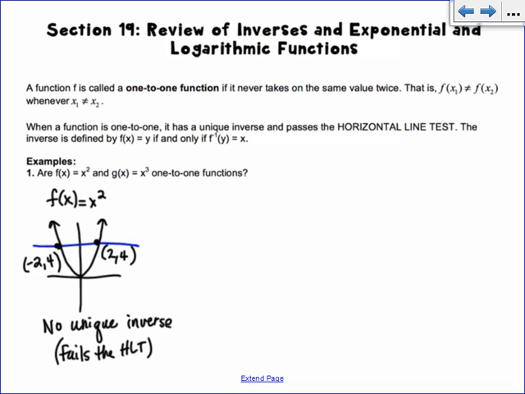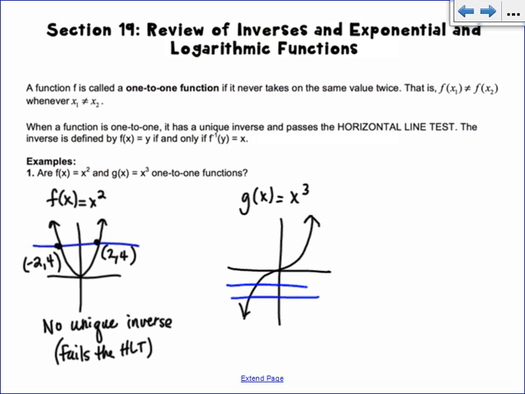All right, and then g of x equals x cubed, it's a function that looks like this. This one actually passes the horizontal line test. As I draw horizontal lines through, it's never crossing at more than 1 point. So it passes the horizontal line test, which means it has a unique inverse.